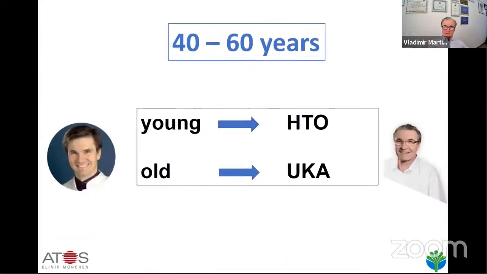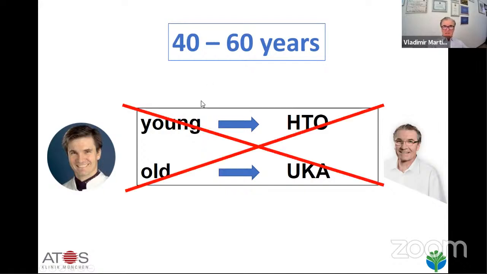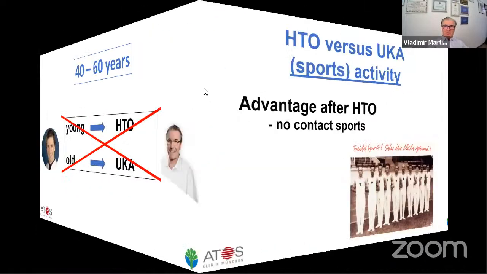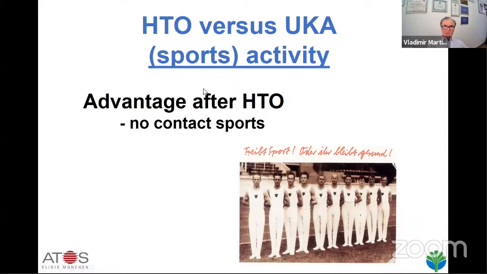The old rule, as when I was young and worked for Professor Imhoff, that a young patient will get a high tibial osteotomy and an old patient will get a unicondylar arthroplasty, no longer holds, as there are many other criteria and solutions for our decision. Sports activity is one of them. What I see, and we can discuss it later, is that there is some advantage for patients after high tibial osteotomy in comparison to unicondylar arthroplasty. It's a biological solution, and patients are able to do better sports than following unicondylar arthroplasty.